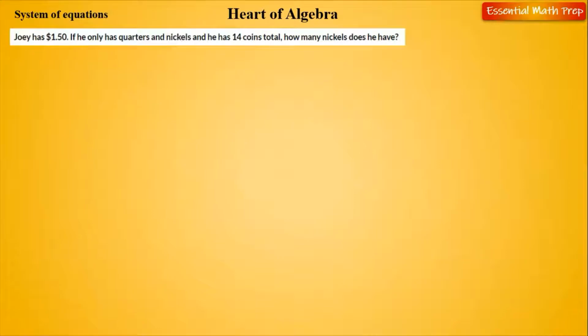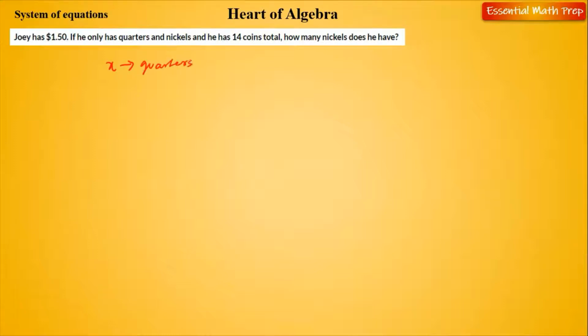Okay, Joey has $1.50. If he only has quarters and nickels and he has 14 coins total, how many nickels does he have? Again, we have one track which goes in terms of dollars, and the other is a physical count, right? Let's say we assign X to quarters.